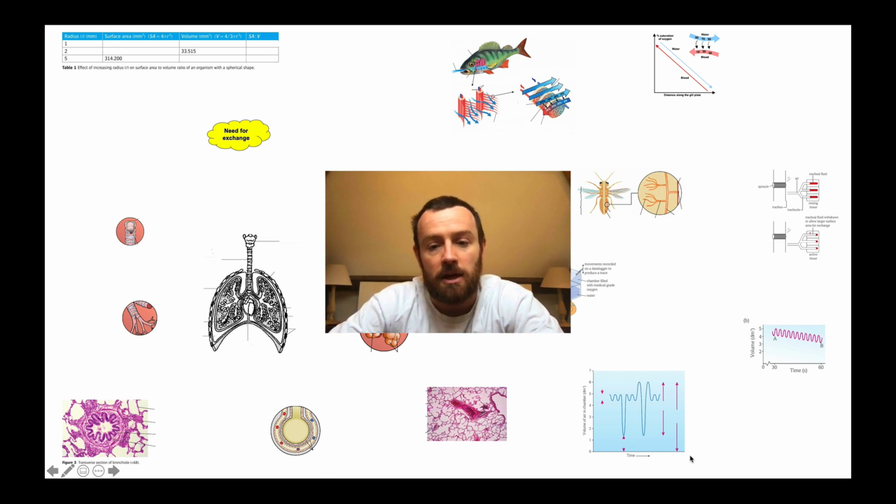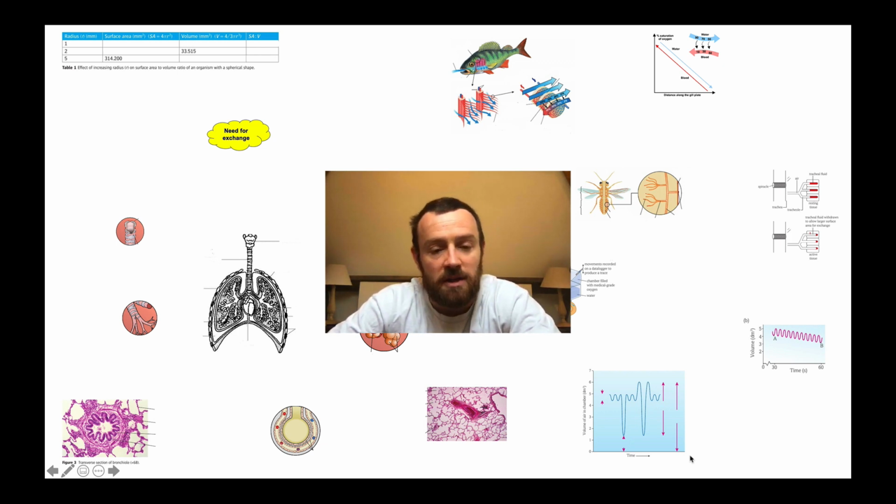So here's the overview of the mind map, what we're going to look at. We're going to look at some stuff to do with surface area and why we need to have exchange systems. We're going to look at the main human exchange system, which is the lungs, or the structure of the lungs and some of the different tissues that you'd find in there, including microscope images of those. Then we're also going to be looking at, to do with the lungs, how we can track breathing using a respirometer and some of the graphs that we'll get with those. We're also going to look at exchange systems in fish and in insects and how those systems work differently.